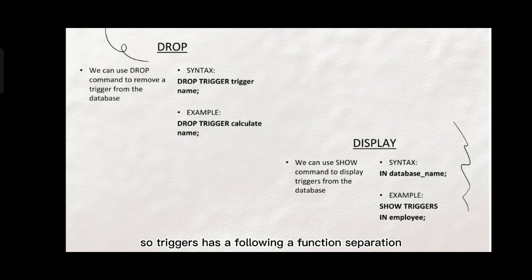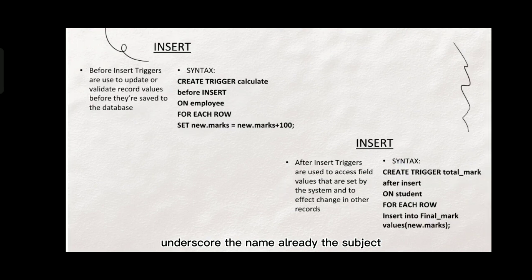Triggers have the following operations. First is drop. We can use the drop command to remove a trigger from the database. Its syntax is drop and then the trigger name. And then next is display. We can use the show command to display triggers from the database. Its syntax is show triggers in database_name.